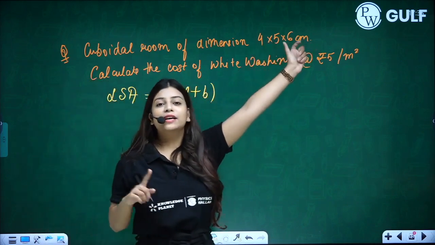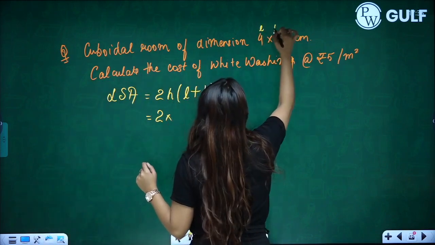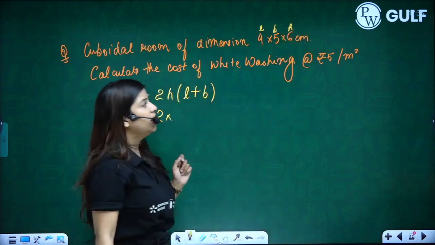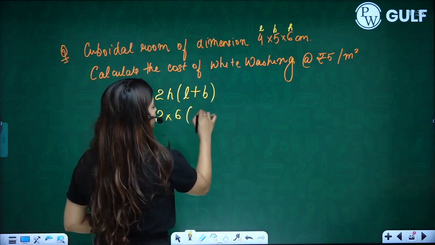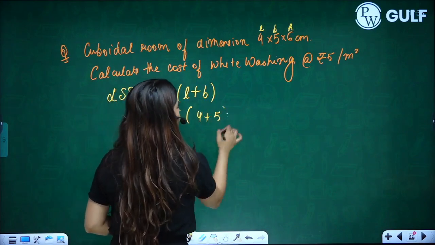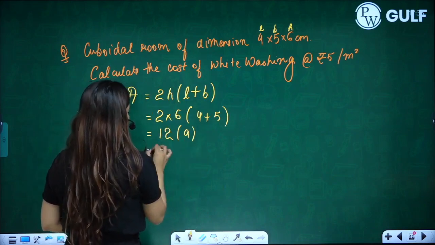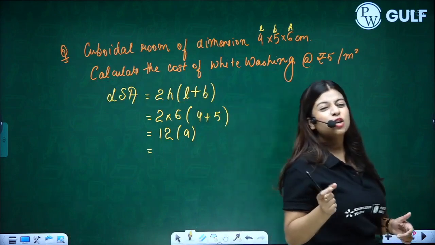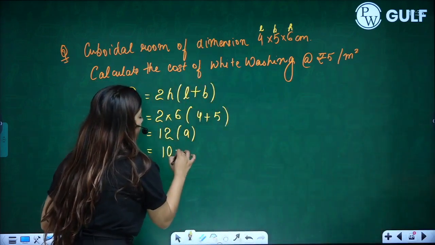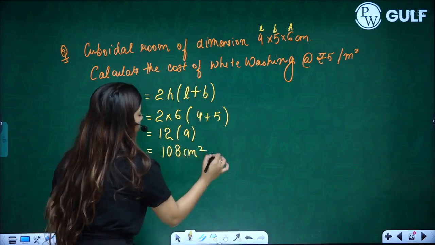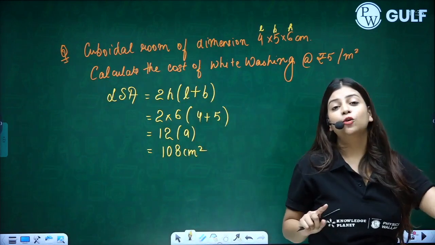The next thing that we have to do is put the values. Whenever the values are given in straight multiplication, that means the first one is the length, the second one is the breadth, and the third one is the height. So this simply means 2 into h, length that is 4 plus breadth that is 5. So we have 12 into 9, which is equivalent to 108 centimeter square. Now this is simply the area that needs to be whitewashed.